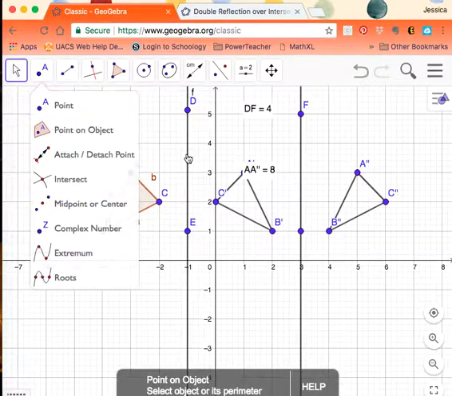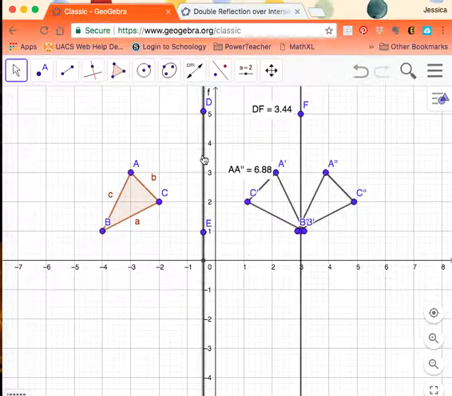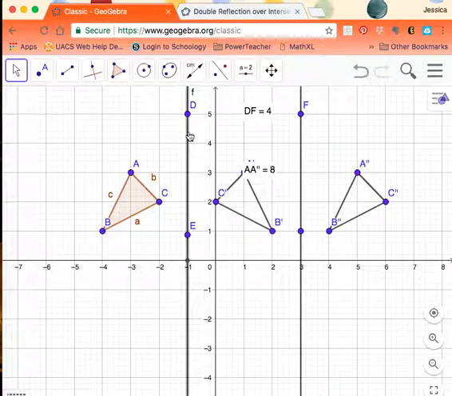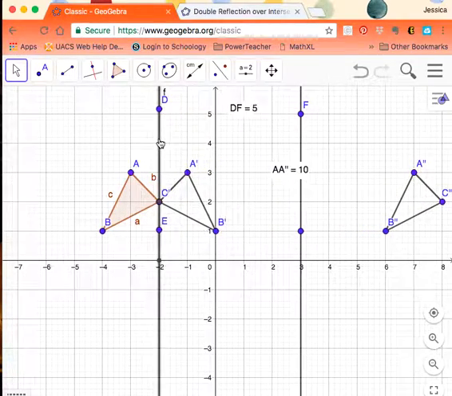So what I'm trying to help you notice here is, notice when I start to move my lines. Now the distance between my lines is 3, and the distance between my A and my A double prime is 6. If I move it back, remember, originally my distance is 4, and my distance was 8. If I move this line of reflection, now I have a distance of 5 between my lines of reflection, and ultimately here now, the distance from A to A double prime is a distance of 10.